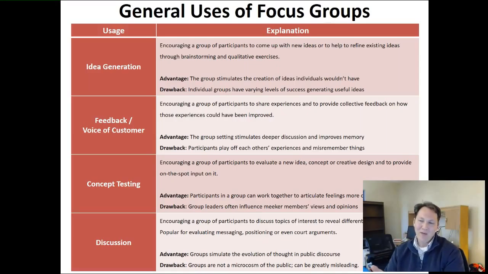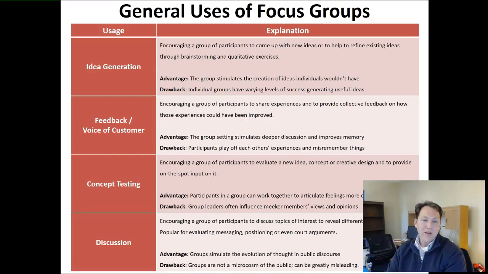But at the same time, we have to remember memory is really malleable, and we are social creatures, and we're heavily influenced by what other people say. We sometimes have false memories that kind of crop up after hearing someone else's story. So just remember that participants kind of play off each other's experiences, and they might misremember things. They might invent new details that didn't happen. They might find synchronies that didn't really exist. So that's where you have to be careful with the group dynamics that are going on.